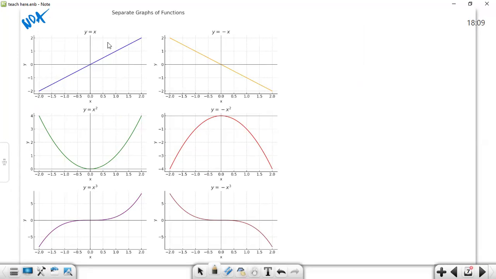So this is the graph of y equals x. This is the graph of y equals minus x. This is the graph of y equals x square, which is a parabola. And if it's the parabola with the minus, then we are discussing minus of x square, and the whole parabola is lying in negative y.